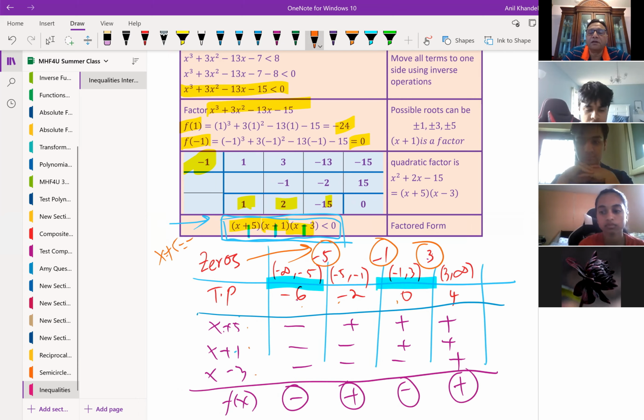Now you are interested in the inequality which says less than 0, correct? Less than 0 means negative. That means this is your right solution, correct? Can you write down the answer? What will be the answer now? Tell me.